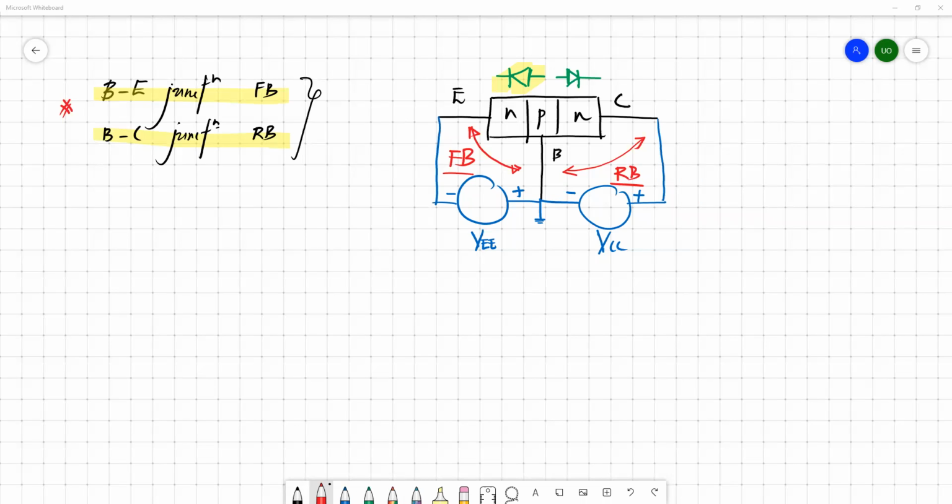So for example, let's think that we don't have this source. For the time being, let's assume that this source is not there. If you make this base emitter junction forward bias, you can see a current flow through this one. Because the base emitter junction is forward bias, we know that if a diode gets forward bias, there should be a current flow due to the majority carriers.